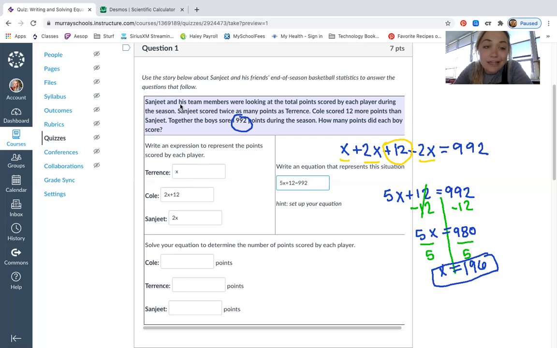X was Terrence. So let's go back to Terrence's. I don't know why this switched order, but Terrence was 196. And remember, Sanjeet was double that. So let's double Terrence's number. Actually, I should probably let you do that. So I want you to double Terrence's for Sanjeet. And then for Cole's, you're going to do 12 more than Sanjeet's.